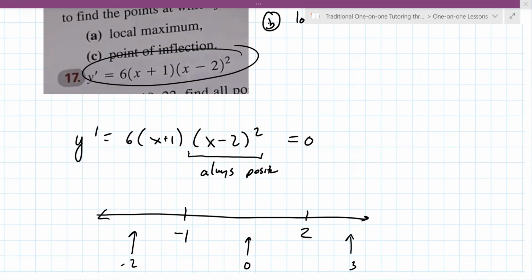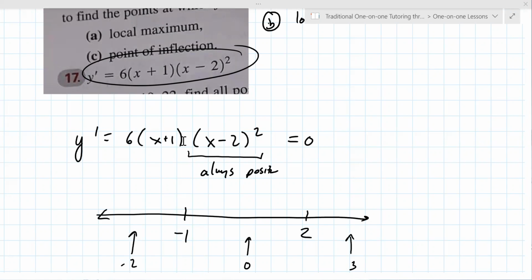Then the -2 is negative, right? So this one's always positive. So it comes down, and see how the 6 is always positive, so it comes down to just whatever this is. So yes, it's negative. And then 0 is positive. And then 3 is also positive. Yes. Okay. So what is happening when you go from minus to a plus?